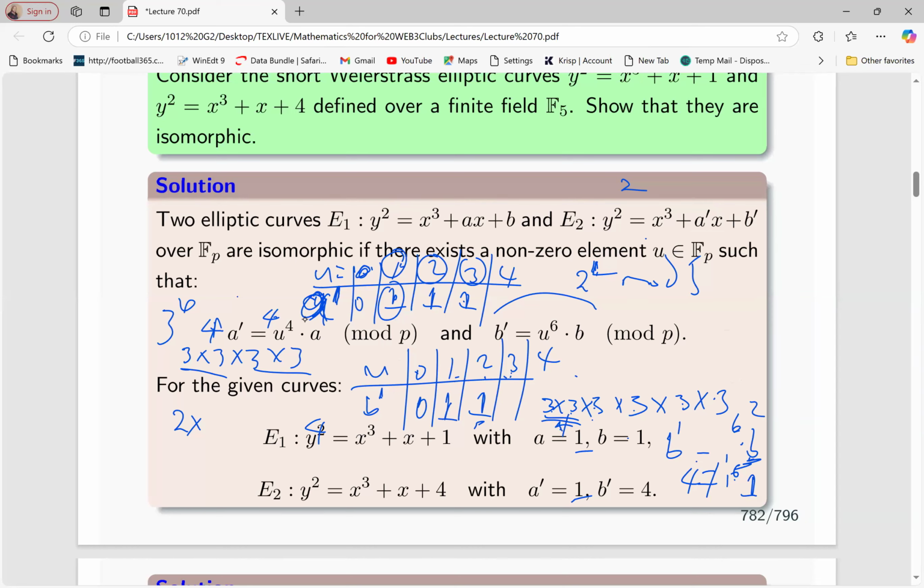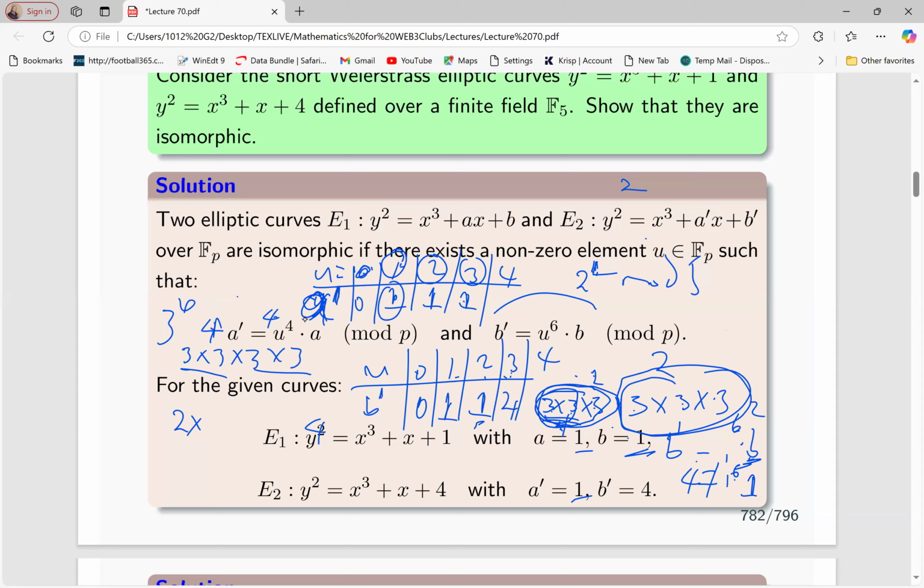Then 4 times 3, that would be 12. This 4, this is 4. So 4 times 3, that would be 12. We are doing this mod 5, so this becomes 2. So that means 3 raised to 3 is 2. And there's another 3 raised to 3 again, which is another 2. So that is 2 times 2, that gives us 4. And this 4 multiplied by b, and our b is 1, so that gives us 4.